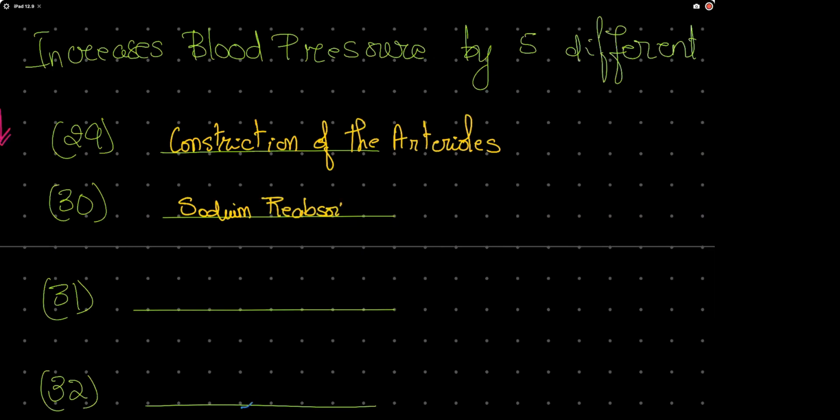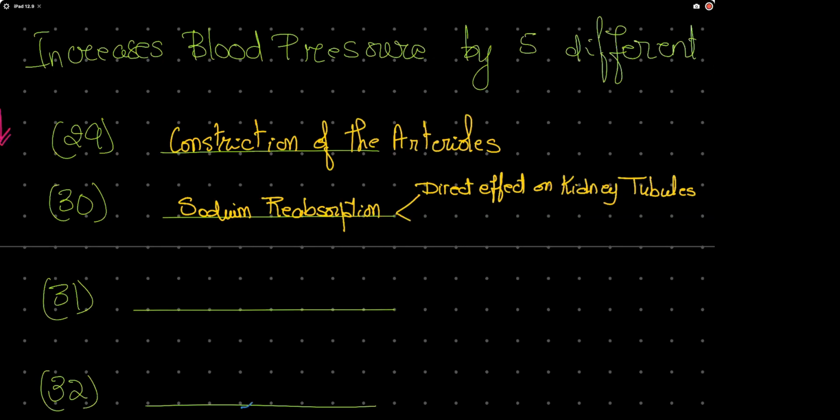And how does it allow you to reabsorb the sodium? I have two mechanisms here to allow sodium reabsorption. Direct effect on kidney tubules. So the angiotensin II itself binds to its receptors to enhance the sodium reabsorption.